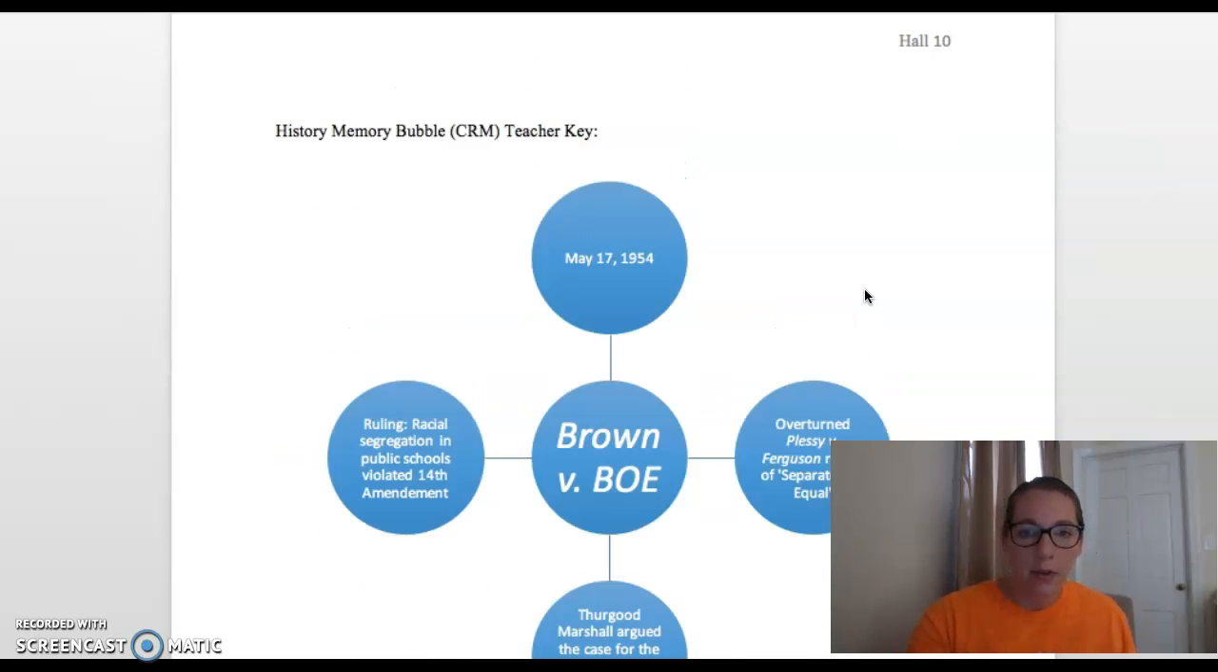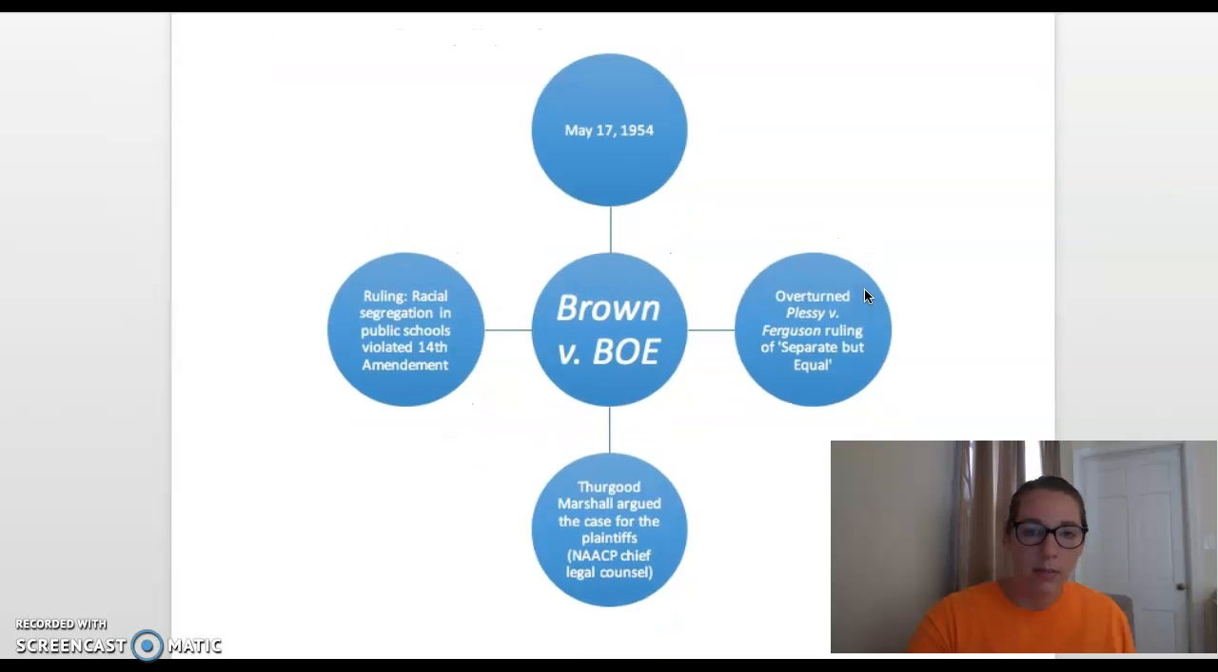A completed memory bubble would look something like this. I would expect for something like this with Brown versus the Board of Education to have the date, what it did, which was it overturned the Plessy versus Ferguson ruling of separate but equal, any important people that were involved. In this case, Thurgood Marshall argued the case for the plaintiffs, and what the ruling was. And so the students would have the subject and then the really important ideas and details from the case.